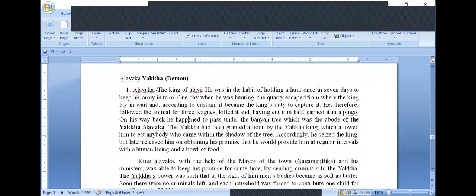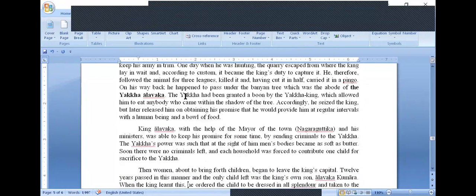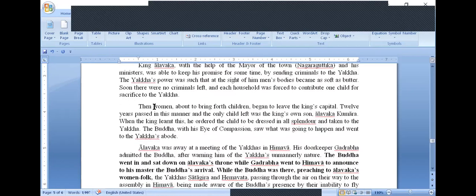Because he likes to eat flesh, you know. So you can see the story here. Later, I will update this one and send it to you. Right? So after that, he sees the king and obtains the promise from the king that he will provide him with a human being. So he likes to eat humans. Alright? So all the people in the town left the city. So the only one left is the son of the king. So it's called Alavaka, the king's own son, right? So then the king also let the child be sent to the yaka.